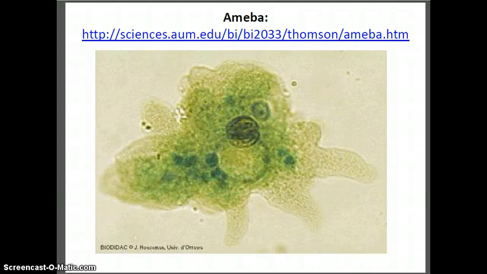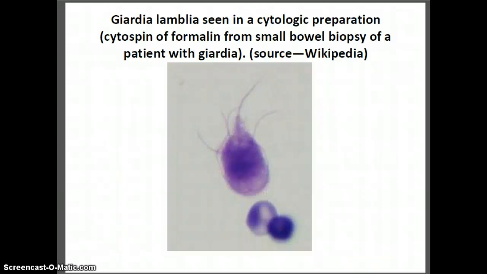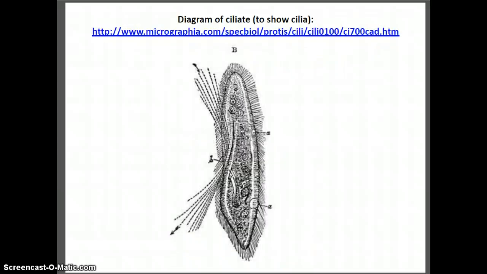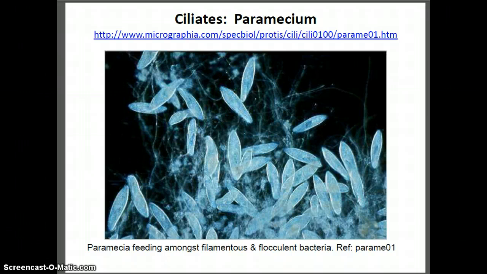This is a type of pathogenic cell, an amoeba, a one-celled organism. And this is Giardia. This is a diagram of a cilia to show you the cilia which are involved in helping this microorganism to move. And these are examples of paramecium. And there are some websites where you can do a little further investigation.